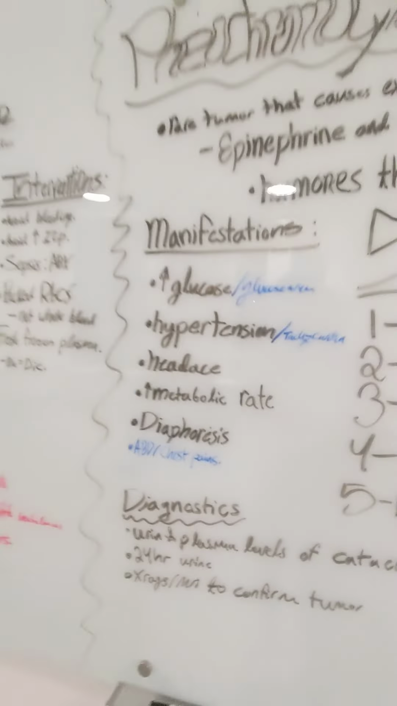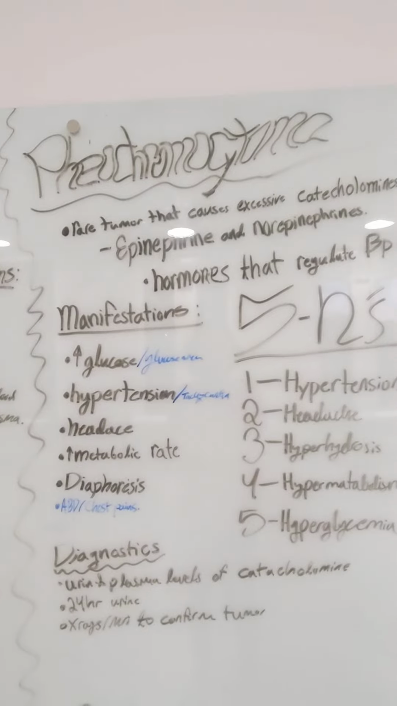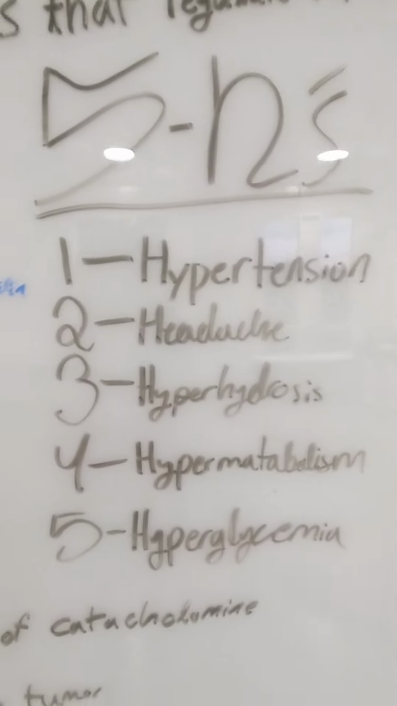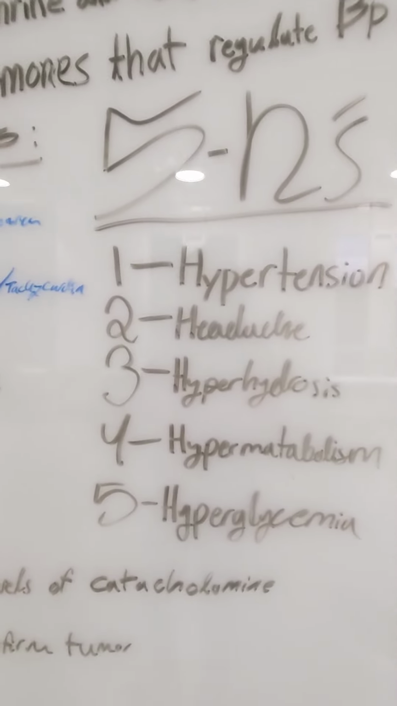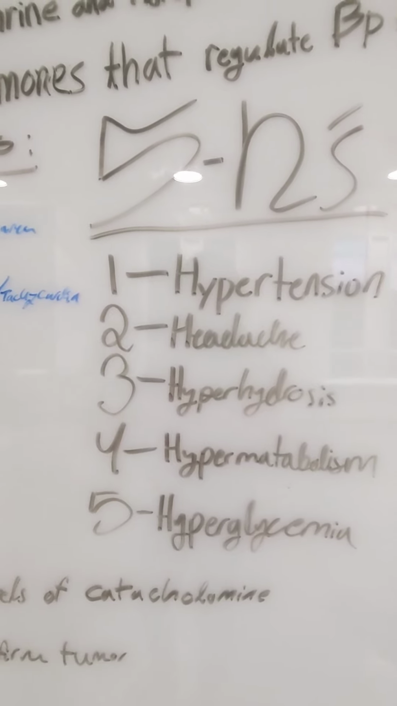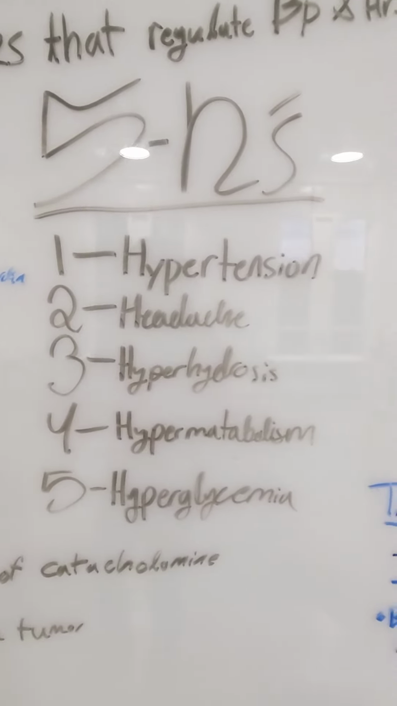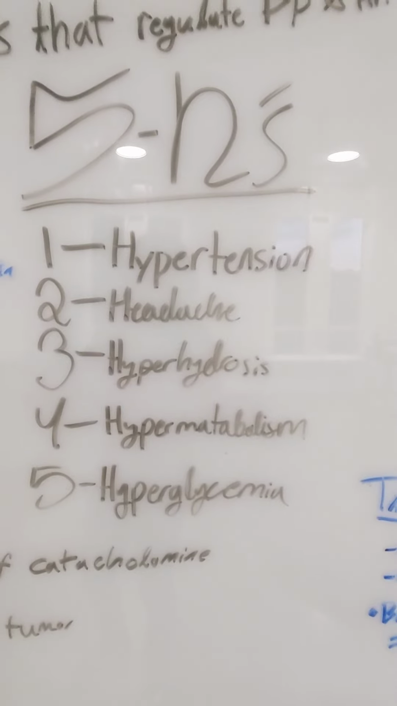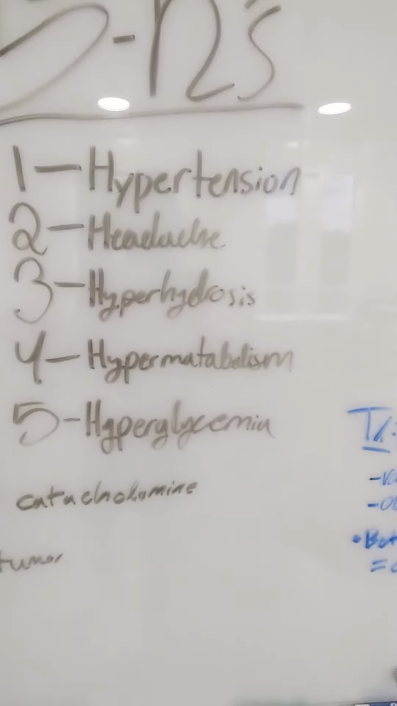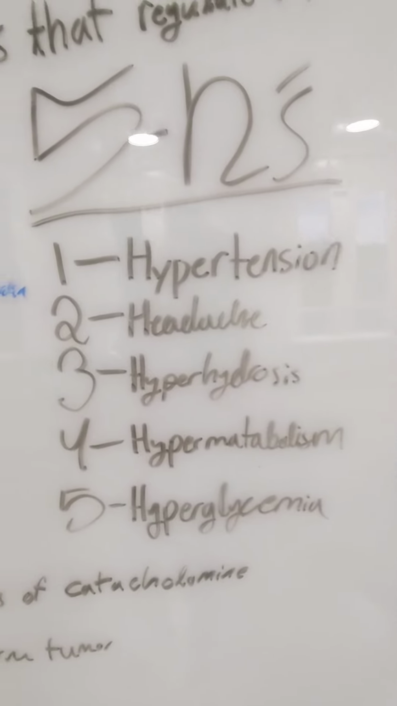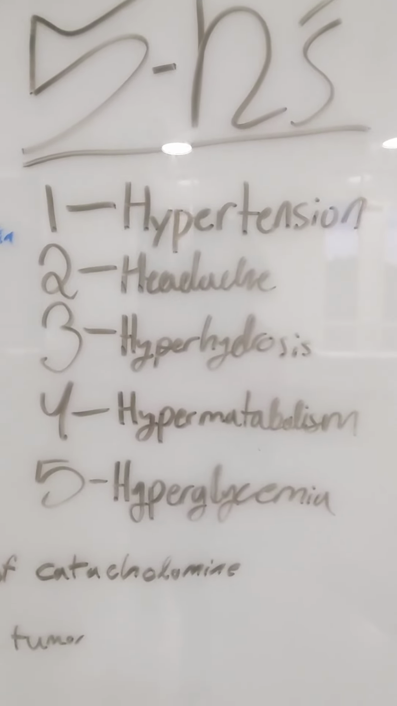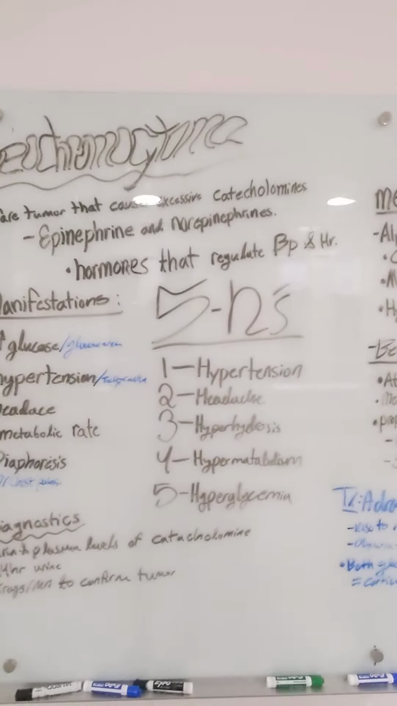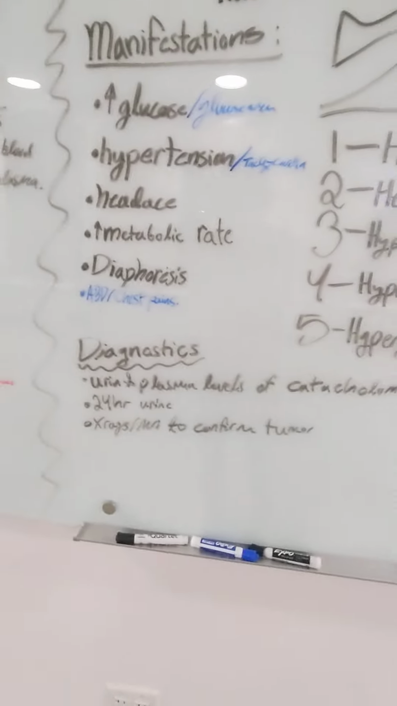Now, the biggest thing with this pheochromocytoma, and I'm gonna make you say this, is the 5 H's. Take a look at it real quick, and we're gonna spit it out. And if you didn't know them, 1 is hypertension, 2 is headache, 3 is hyperhidrosis, 4 is hypermetabolism, and 5 is hyperglycemia. Now that's the manifestations used to diagnose this, as well as the urine output, 24-hour urine, x-rays, all that stuff.